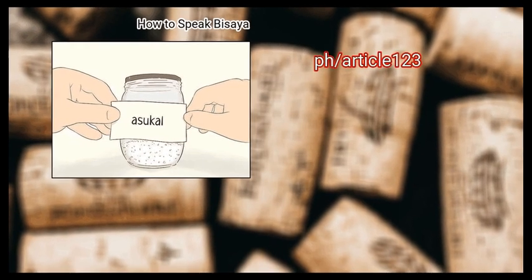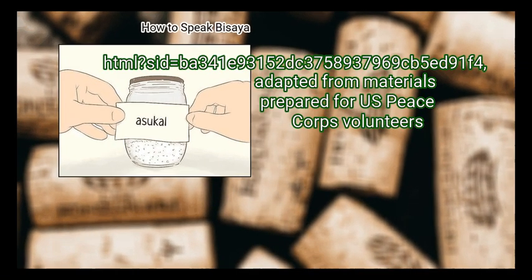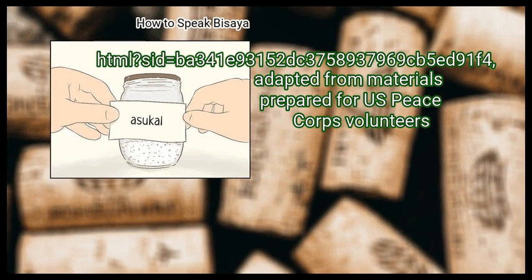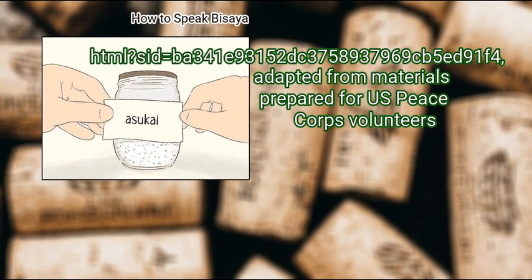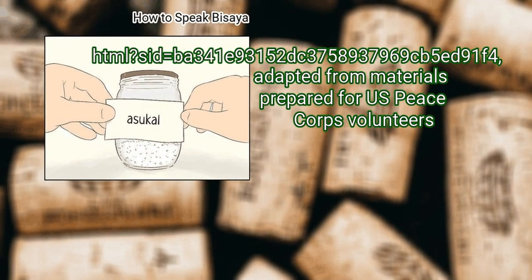http://www.ph Article 123. HTML, SID equals bar 341 E 93152 DC 375893796 CB5 ed 91 F4. Adapted from materials prepared for US Peace Corps volunteers.